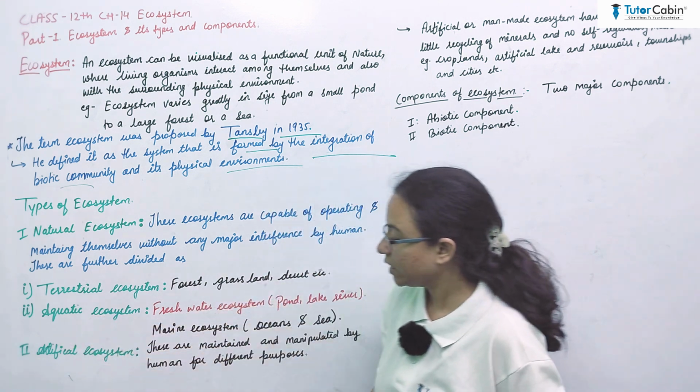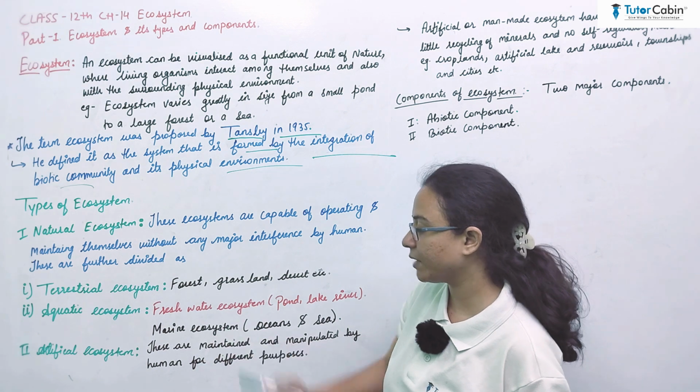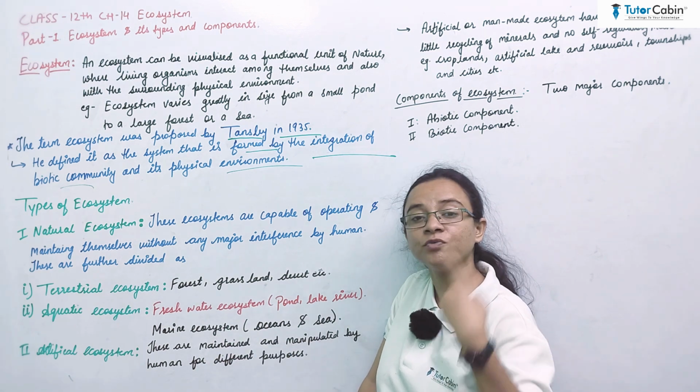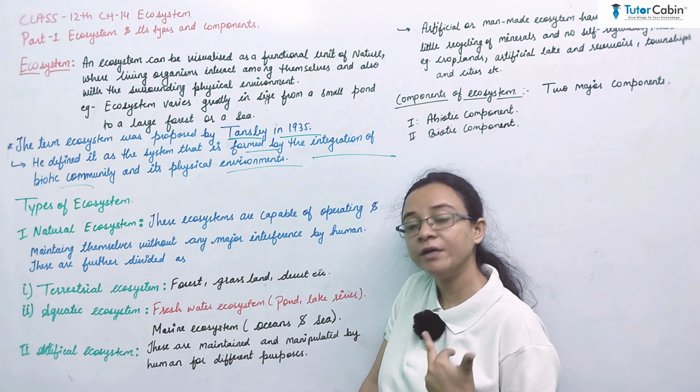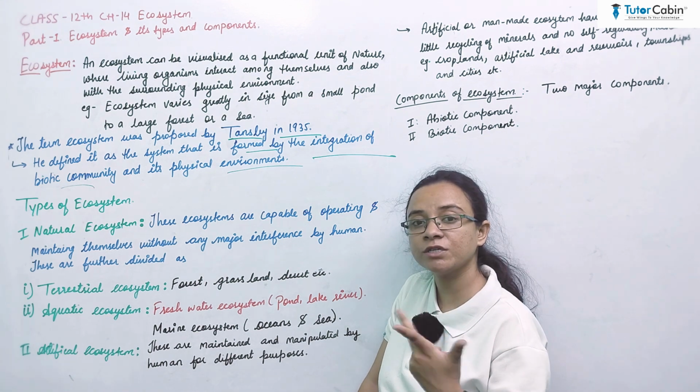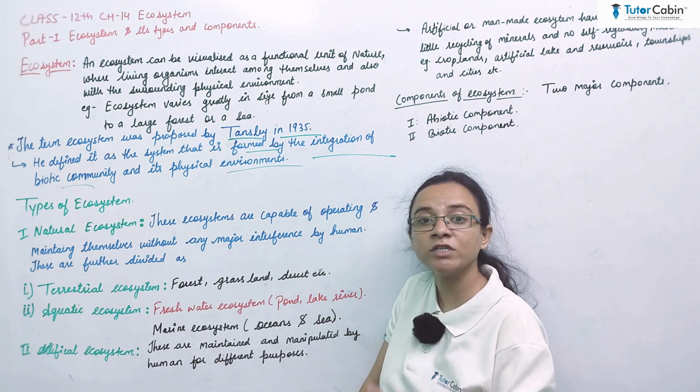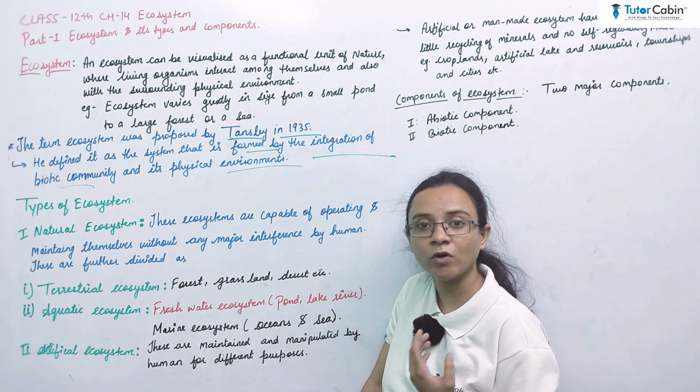As well as aquatic: freshwater ecosystem and marine ecosystem. The aquatic ecosystem is divided into two parts. First is the freshwater ecosystem and second is the marine ecosystem. Freshwater ecosystems are those ecosystems which are formed by fresh water, which comes from rainwater.